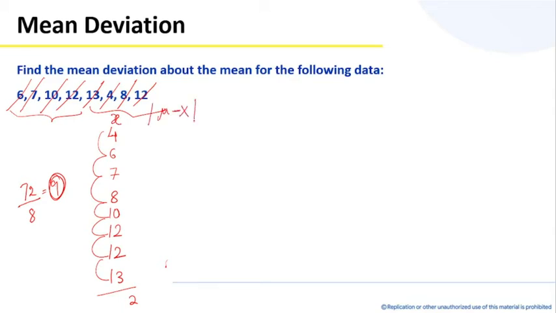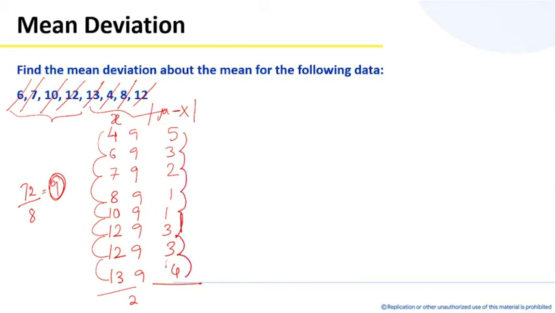The observation minus the mean, mu minus x, is nothing but the deviation. So 4 and 9 are 5 units apart. 6 and 9, 3 units. I am not really concerned whether it is positive or negative. 7 and 9, 2. 8 and 9, 1. 10 and 9, 1. 12 and 9, 3. Again 12 and 9, 3. And 13 and 9, 4. The sum of the deviations is 5 plus 3, 8, 10, 11, 12, 15, 18, 22. So the mean deviation is 22 divided by the 8 values.